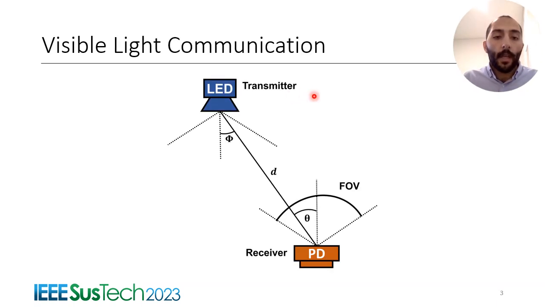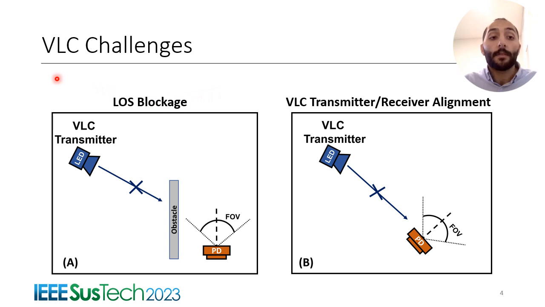Visible light communication utilizes light-emitting diode-based luminaries to provide both illumination and communication for users. In such systems, the LED-based luminaries act as VLC transmitters, whereas the receivers utilize photodetectors to receive the optical signals. VLC systems in general face several challenges that hinder their deployment. Here I will focus on two of them, which are line-of-sight blockage and VLC transmitter-receiver alignment.